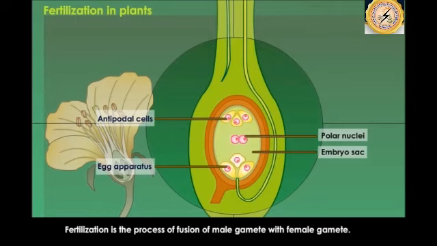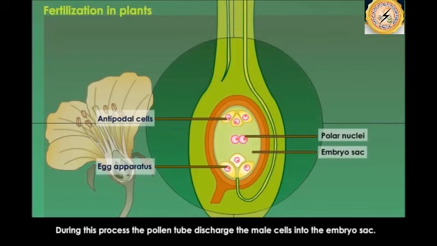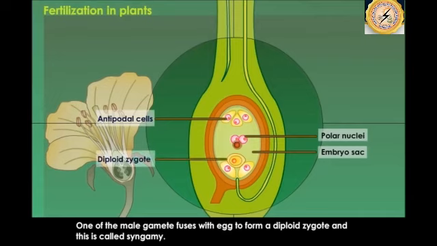So fertilization is the process of the fusion of the male gametes with the female gametes. And during this process, the pollen tube discharges the male cells into the embryo sac. So just as we have seen very well, the 2 male cells are present inside the embryo sac. One of the male gametes fuses with the egg to form a diploid zygote, and that is said to be syngamy. Syngamy is a process by which the fusion takes place.